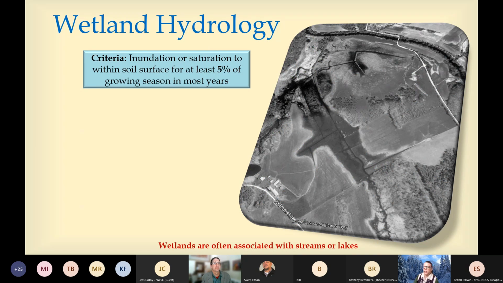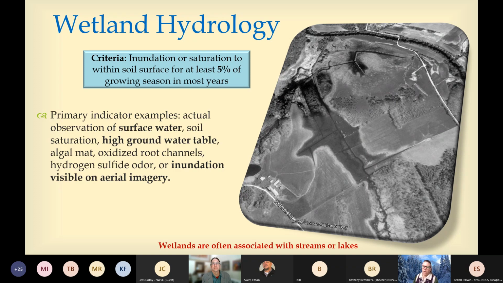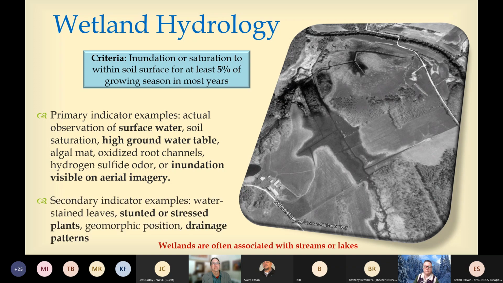So what is wetland hydrology? So back to the definition, it's the inundation or saturation of the soil for at least 5% of the growing season in most years. And that's approximately 2 weeks. Now, wetlands are often associated with streams or lakes because the hydrology is already present in the form of our surface waters. Primary examples of hydrology include our surface waters, high groundwater tables, or things like inundation visible on aerial imagery. I call that one out because that's often something we can see during a desktop review.